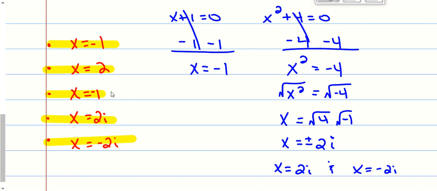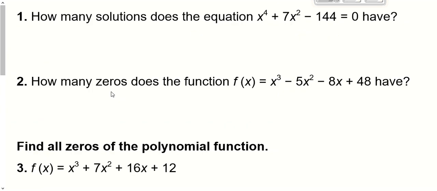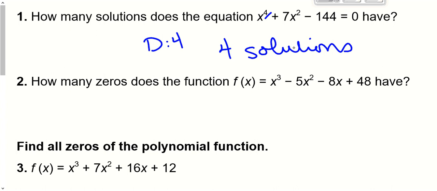Okay? So moving on from there, let's just do these top 2 real quick. How many solutions? It's x to the 4th, so that's going to be a degree 4, which is going to give us 4 solutions. Then the next one is x cubed. It's in standard form, so that's a degree 4, which is going to, I'm sorry, not a degree 4. I was looking at the wrong problem. Degree 3 that I highlighted, and then that would give us 3 solutions.